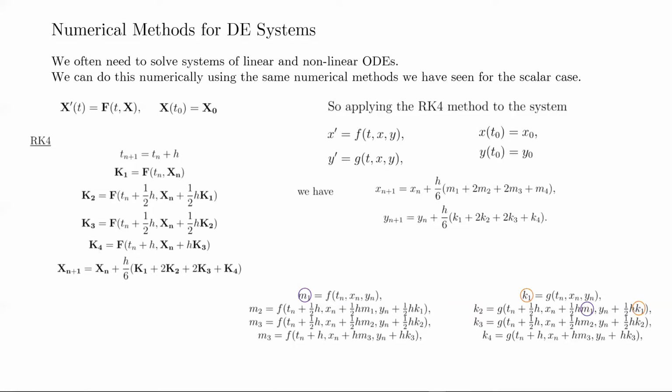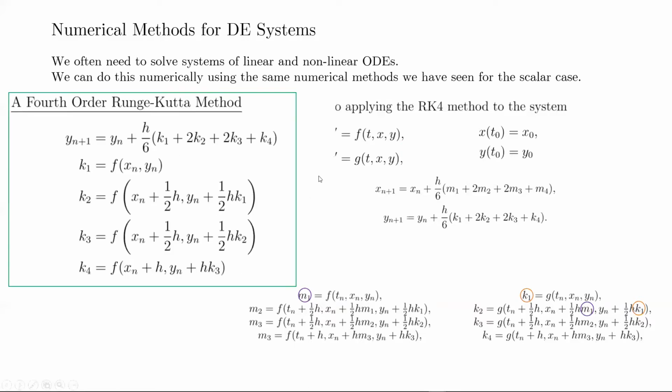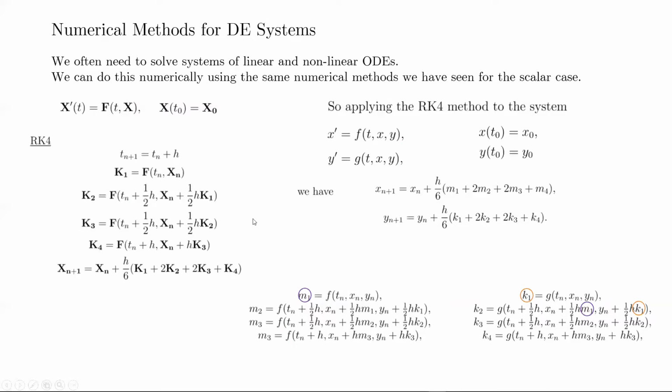If you recall, as a reminder, the fourth order Runge-Kutta method for a single ODE is shown here. Here we only have one dependent variable, the y. Whereas in the vector case, in the case of two ODEs, we have two dependent variables. So we're updating two sets of predictors: m1, m2, m3, m4, which should be m4 down here, and k1, k2, k3, and k4.